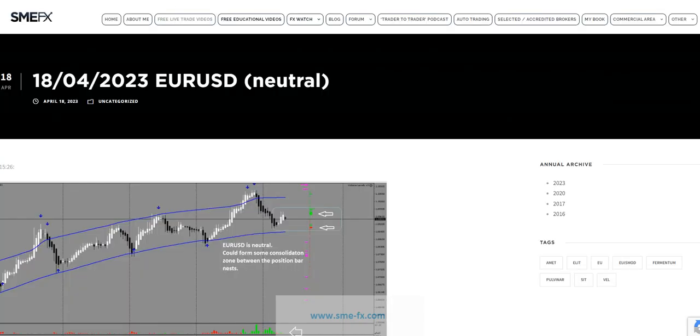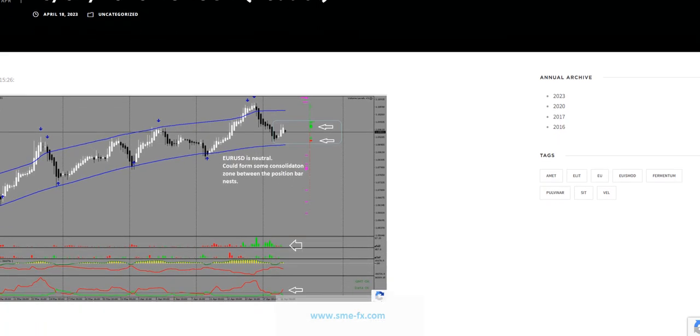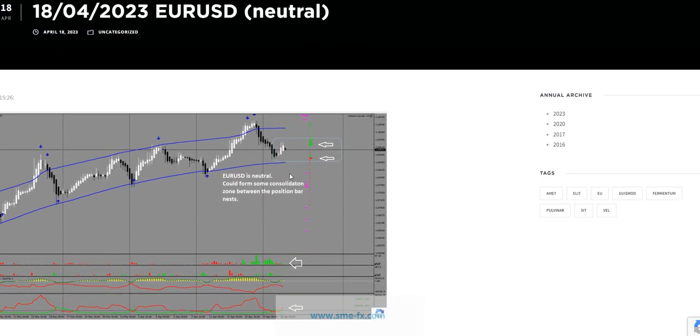Then on the 18th, you can see euro dollar was very neutral. And look, this is what I wrote here: euro dollar is neutral, it could form some consolidation zone between the position bar nests. And I'm quite proud of this. You can see that I'm also able to predict when the market will be consolidating based on the market causality. It's not difficult. You can do it too.